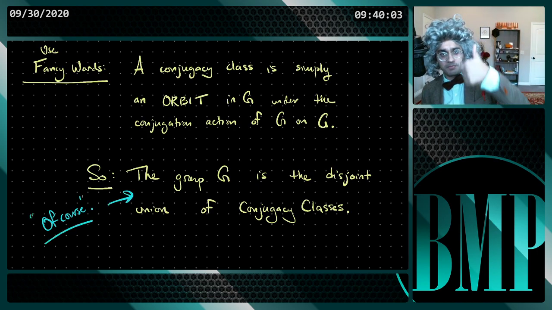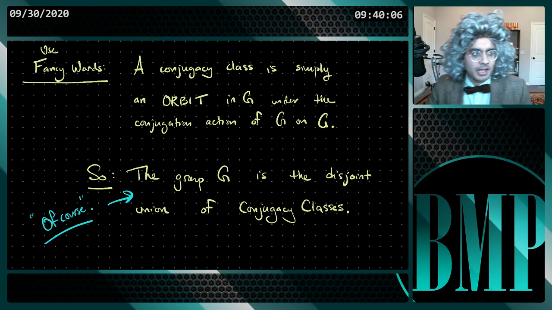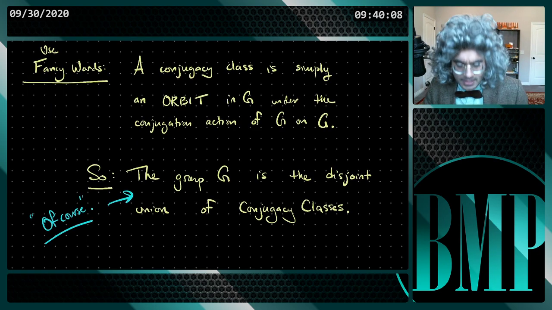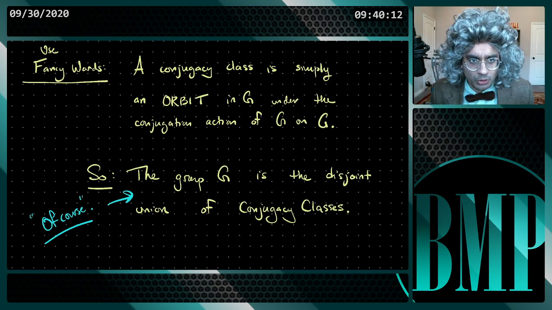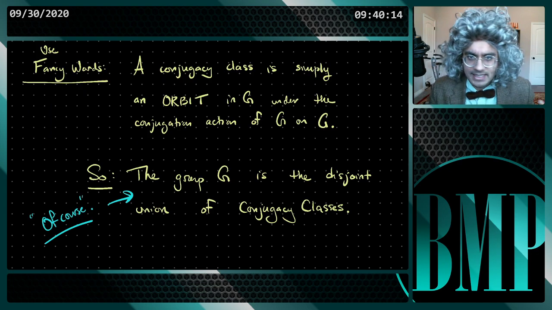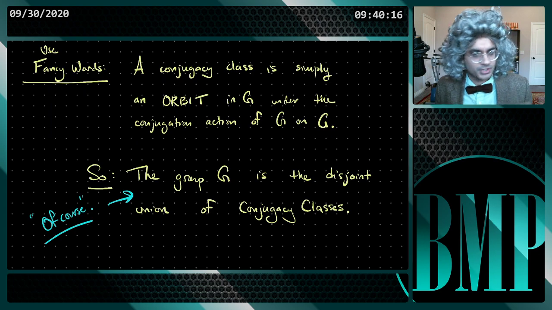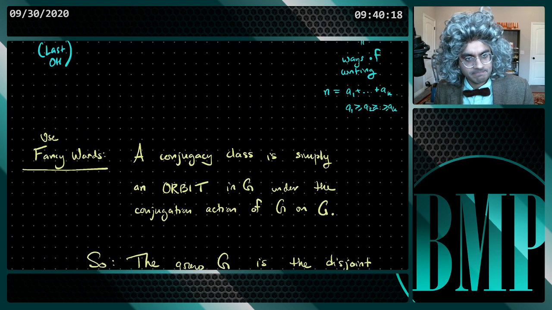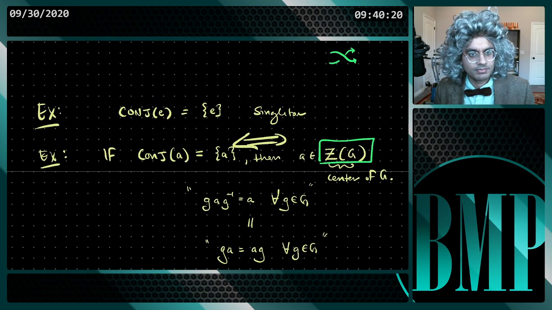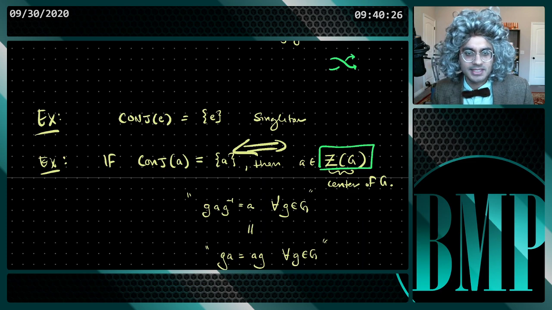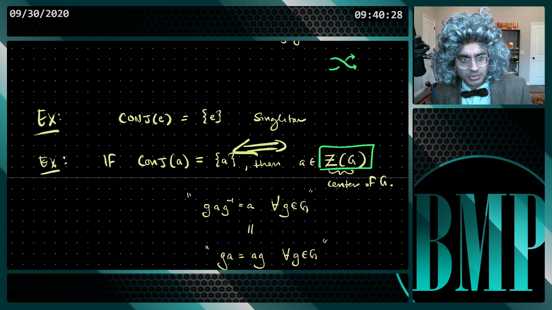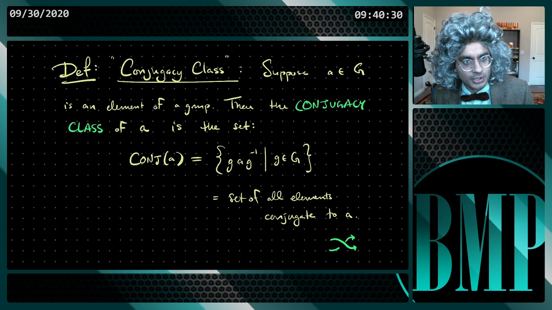Okay, good. That's all I want to say about conjugacy classes. They partition the group G into sets. They're not subgroups. They're just orbits, just subsets. They partition the group. Good. If you have a very small conjugacy class, namely a singleton, you are witnessing an element in the center of the group. All right, that's all I want to observe for now.